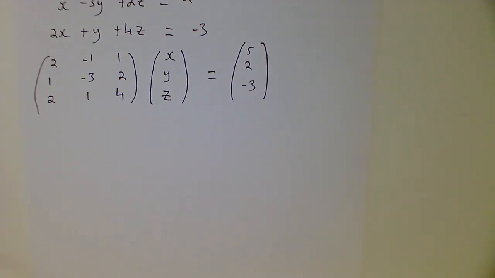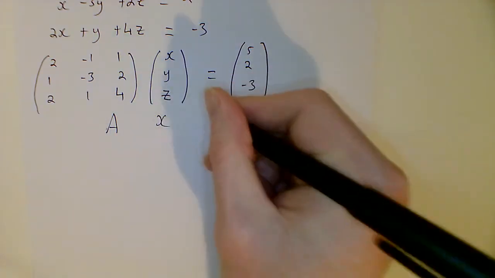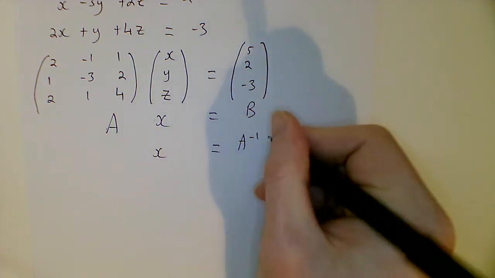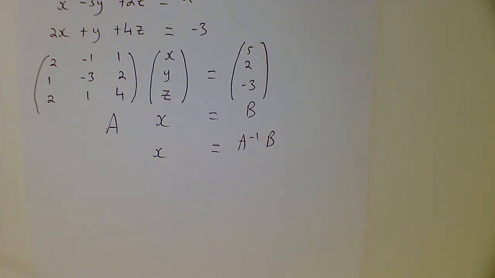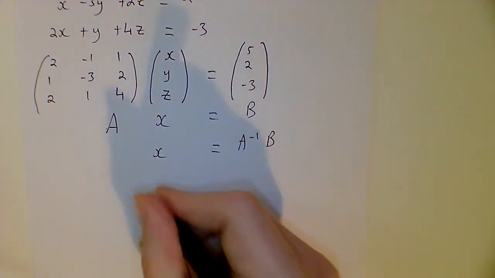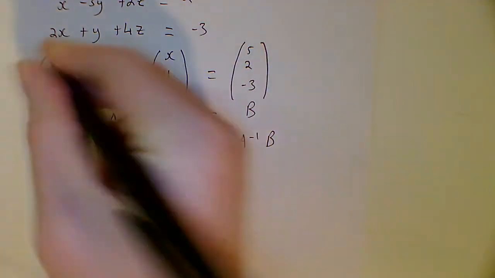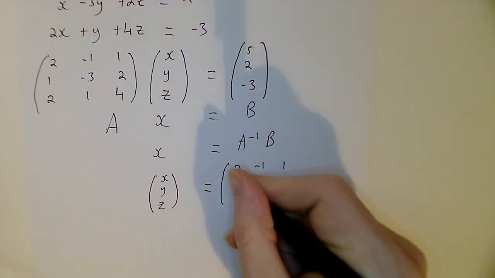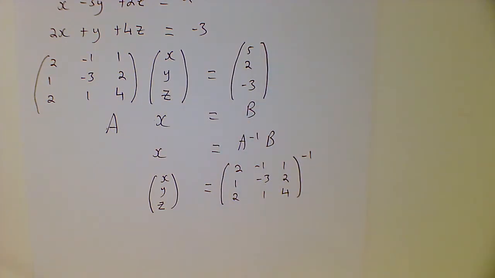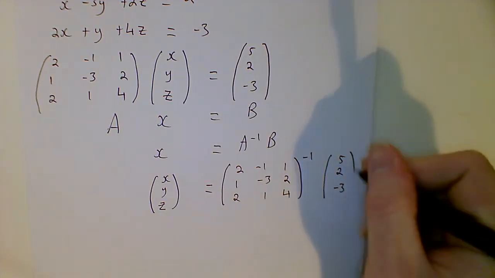So my piece of matrix algebra told me, if that's A, and that's X, and that's B, then X is the inverse matrix of A multiplied by B. So if I think about it in terms of my matrices, X, Y, Z is going to be the inverse of this matrix here, multiplied by B, which is my answer matrix here, 5, 2, negative 3.